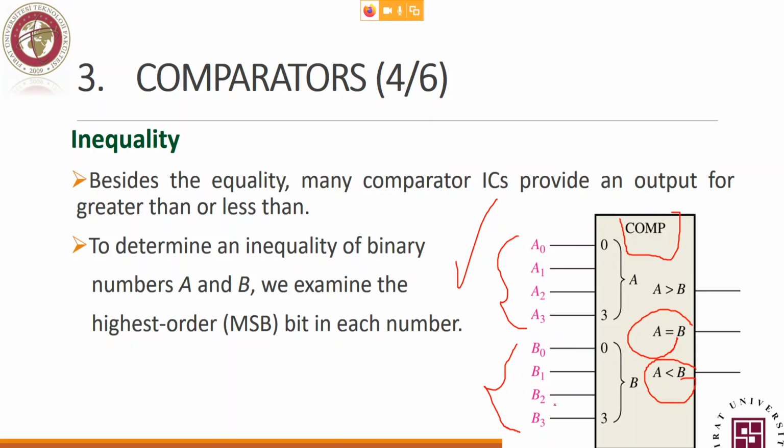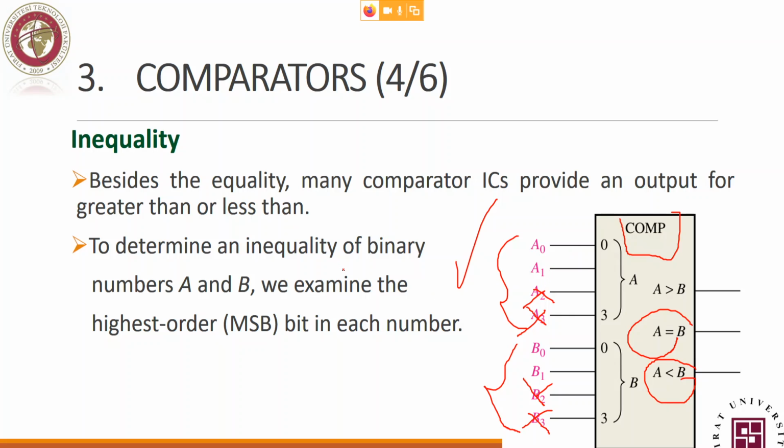But if both of them are zeros, or both of them are ones, then we move to the next bit. Let's say these two are ones. We ignore these two and move to B2 and A2. We check. If A2 is 1 and B2 is 0, then this number is greater. If B2 is 1 and this one is 0, then this number is greater. If both of them are zeros or ones, we cancel them and move to the next. We do the same process, and that's a shortcut.